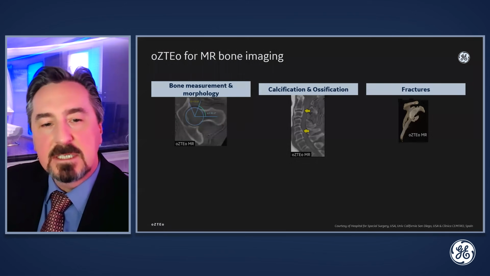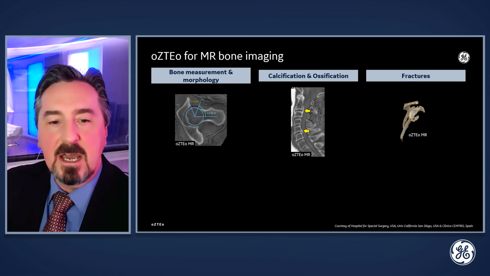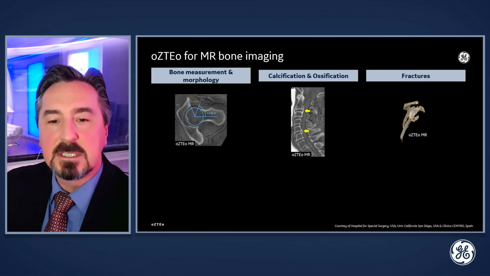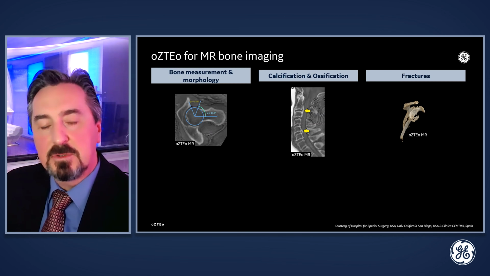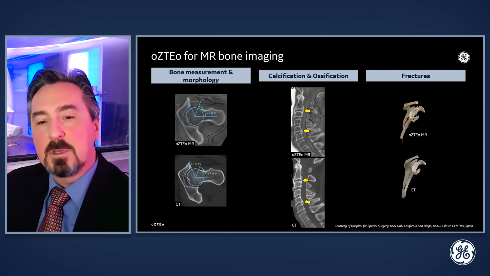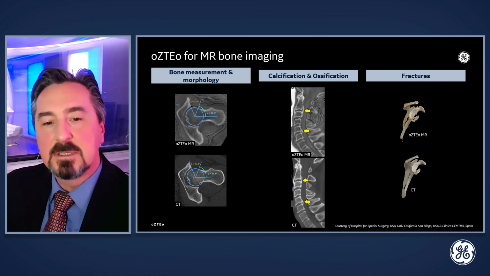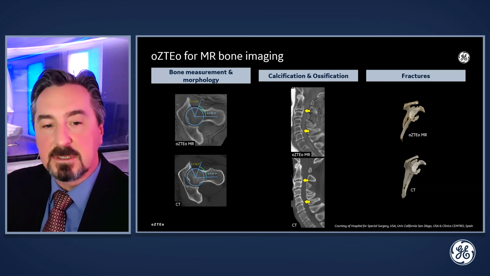So let's take a look at some examples of oZTEo to give you a sense of its capabilities. Here we see some examples showing FAI measurements in the hip, ossification of the longitudinal ligament in the spine, and a glenoid fracture of the shoulder. It's truly difficult to believe that these are MR images. In fact, when we compare these images with a CT of the same patient, we see a very striking similarity. You'll see more of this in the upcoming speaker presentations.